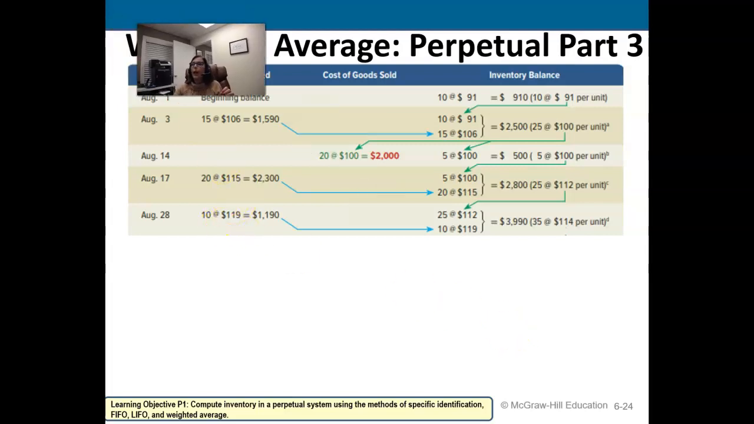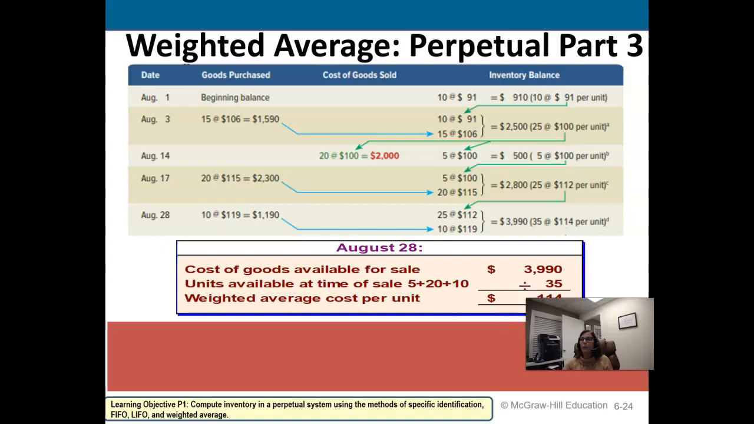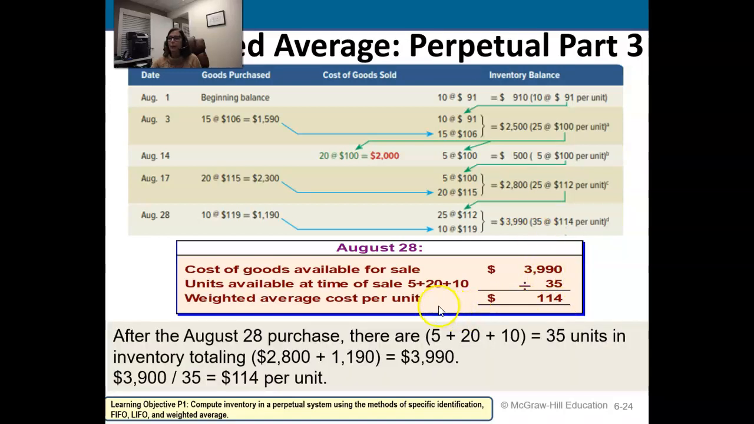All right, now we bought some more items. So now we have to recalculate our inventory. And we use the same thing. You can rewind the video if you want to see how I calculated that. But basically, we've got 10 more items now. And now we need to take the 25 at 112 and average in the 10 at 119. We've got a total inventory cost of $3,990, 35 units gets us $114 per item.